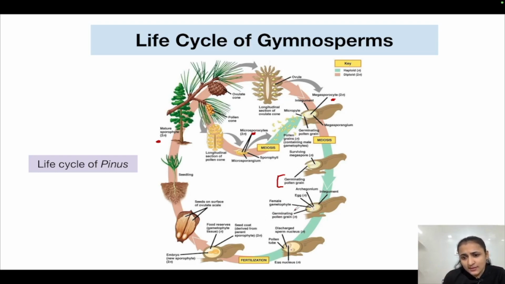So this is the germinating pollen grain. It will grow and reach the micropylar end of the archegonia. It will release the sperm nuclei towards the micropylar end, which will fuse with the egg nucleus to form a zygote, which will form the embryo. The embryo has now formed. It is 2n in its ploidy level. The rest of the female gametophyte tissue has converted into food reserves.